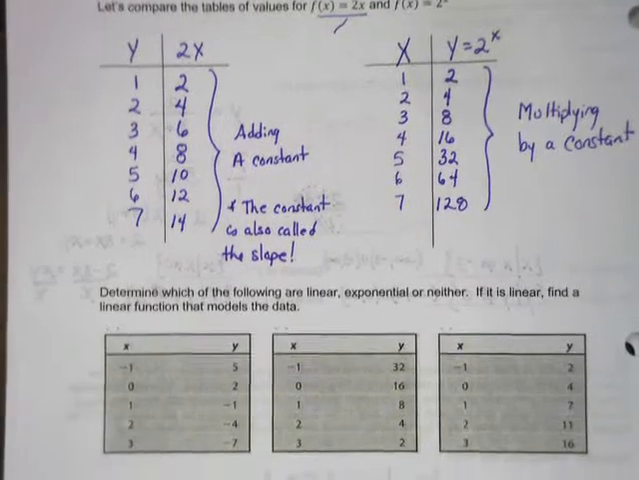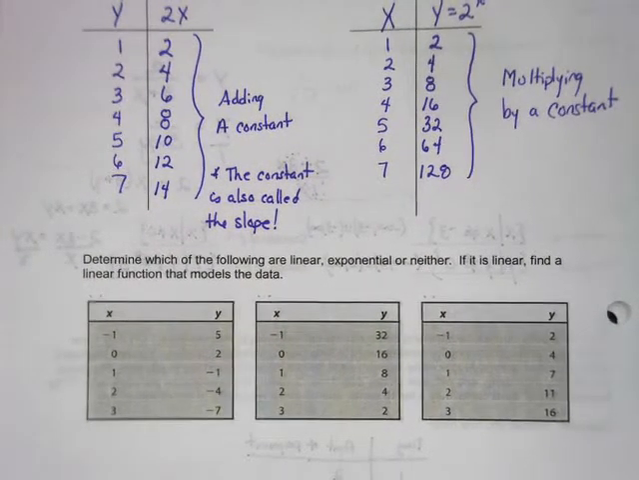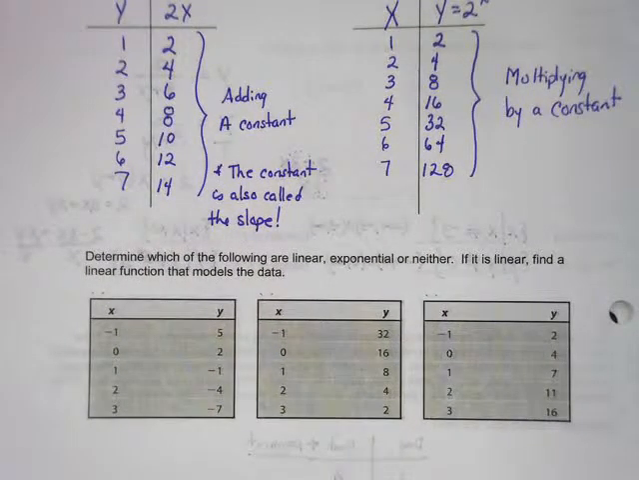All right, so once you're done with that, I want you to look at those 3 examples of functions, they're all functions, and say which one is linear, which one is exponential, and which one would be neither. If there is a neither, I'm not sure, I haven't done these yet. Oh yeah, there is a neither.